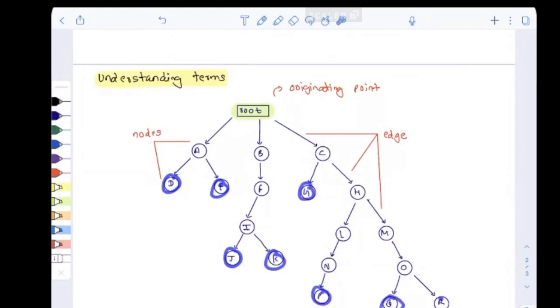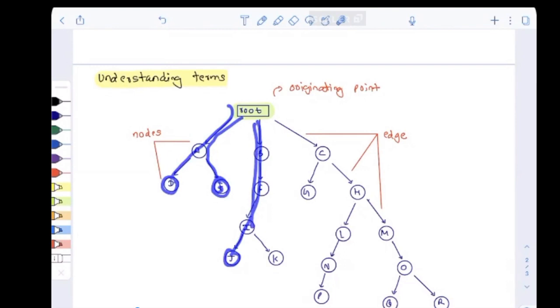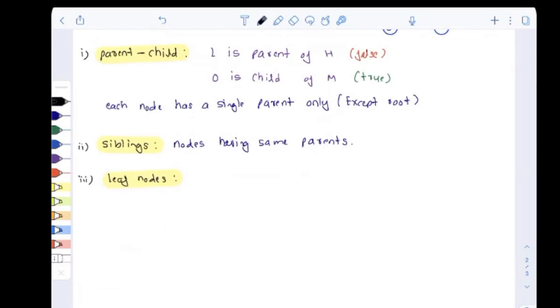Exactly. So all these nodes that I'm circling are the leaf nodes. So leaf nodes will not have any child, like D. There is nothing to go from D. D is the endpoint of this branch, right? Now similarly of this branch, E is the endpoint. Here J, here K, G, P, Q, R. Okay, so if I draw them, D, E, J, K, G, P, Q, R. All of these nodes are leaf nodes because they have zero children. Okay, so leaf nodes are the nodes with zero children.